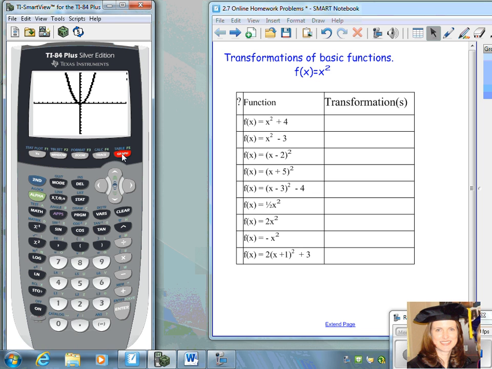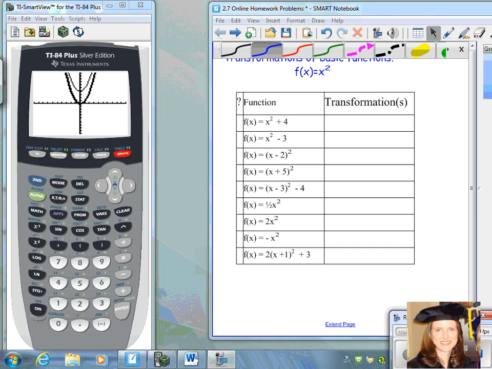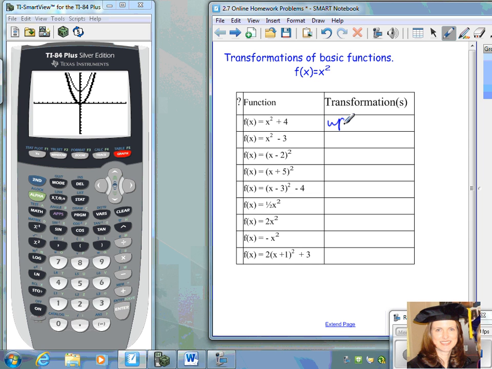There's your original graph, and that's your transformed graph. See this thin line? The thin curve is the transformed graph. The transformation that occurred with our basic function was that it was transformed by shifting the entire graph up 4 units.